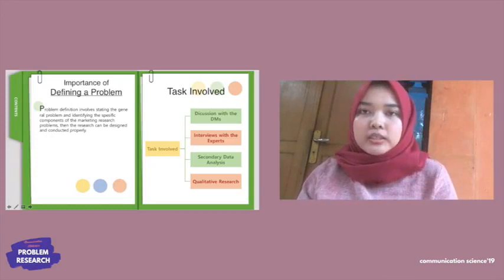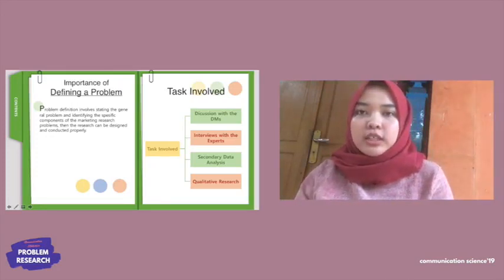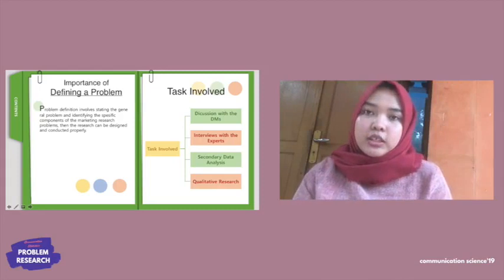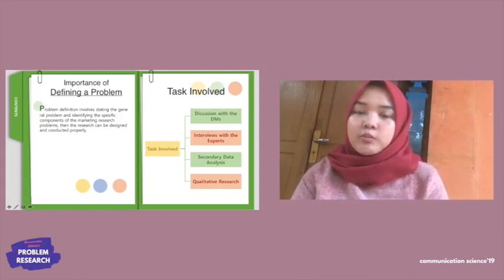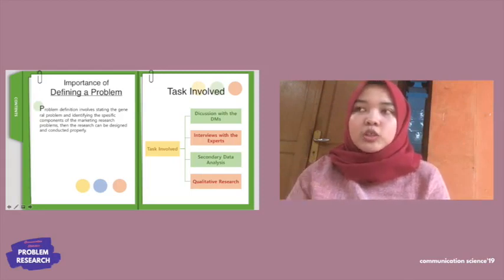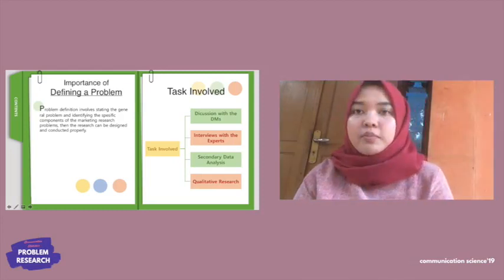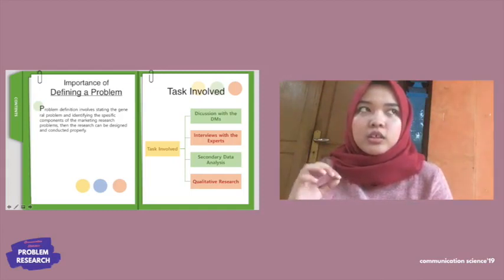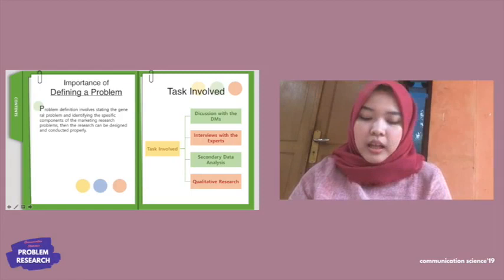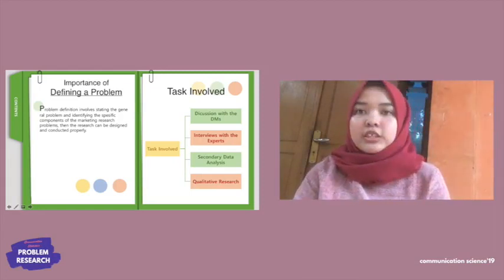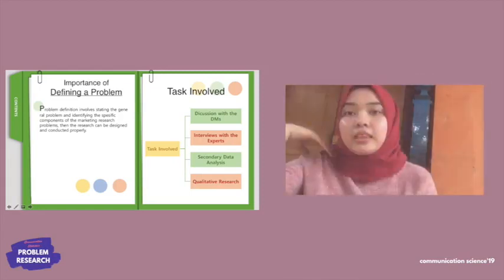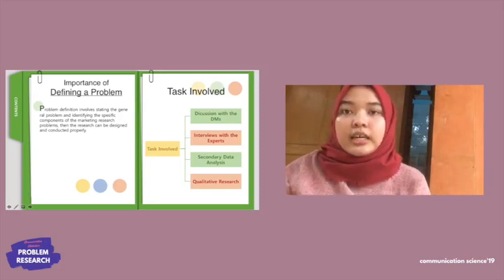So what makes problem definition important? Problem definition involves stating the general problem and identifying all its components, so that the research can be done properly. Most mistakes are truly not caused by the wrong answer, but because the question is wrong. That's why problem definition is important.